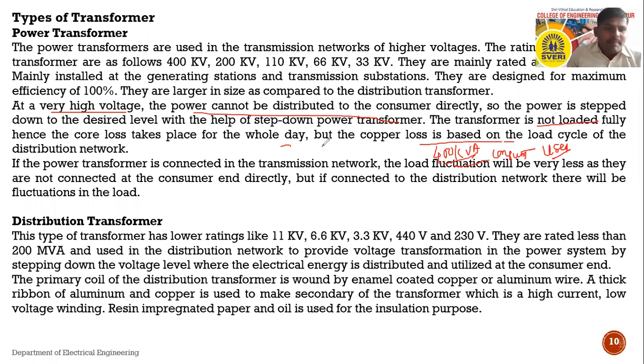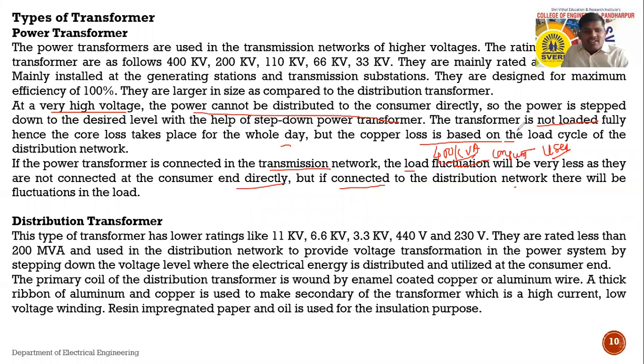Okay, and if the power transformer is connected in the transmission network, the load fluctuation will be very less as they are not connected at the consumer end directly. But if connected to the distribution network, there will be fluctuation in the load because there is a fluctuation on the consumer side, or at the consumer end, right?